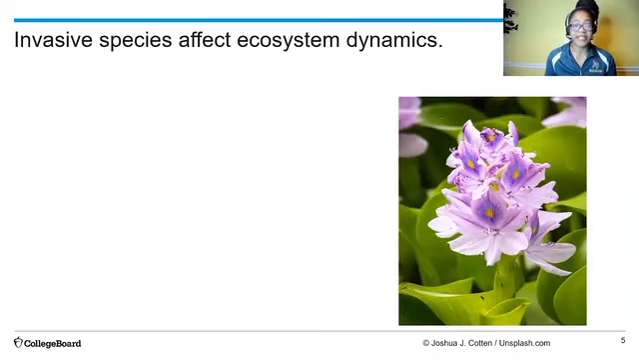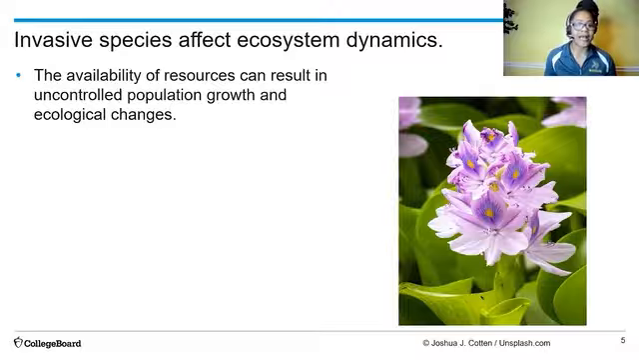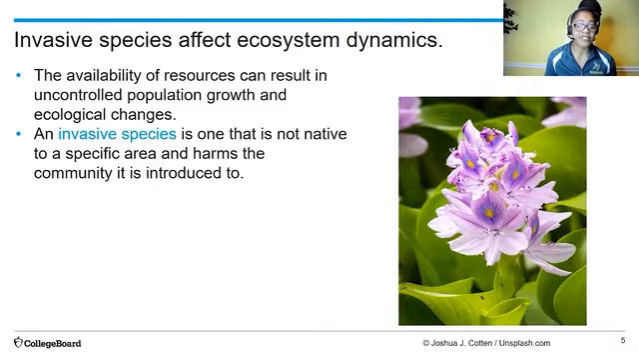Invasive species affect ecosystem dynamics, and so we have sometimes the unintentional or sometimes intentional introduction of a species into an environment. And here we have a water hyacinth, which is actually an invasive species. The availability of resources can result in uncontrolled population growth and ecological changes that the invasive species can actually participate in or impact. So when we say an invasive species, what do we mean?